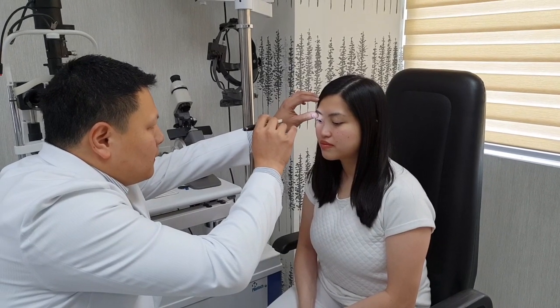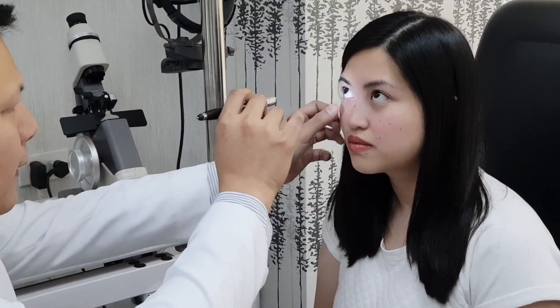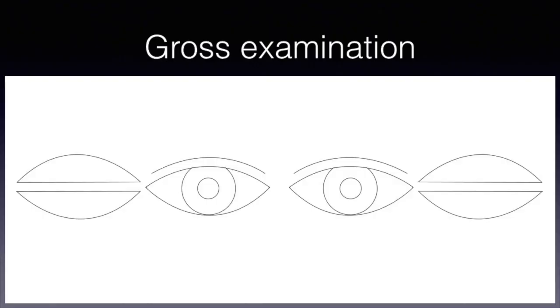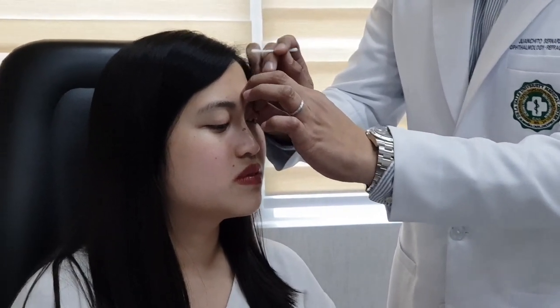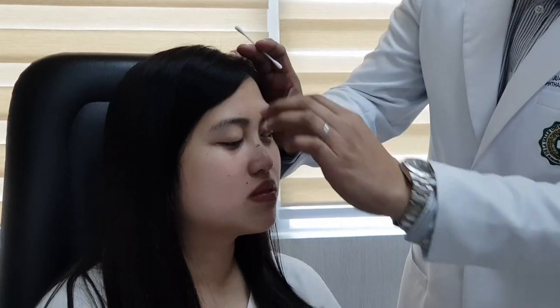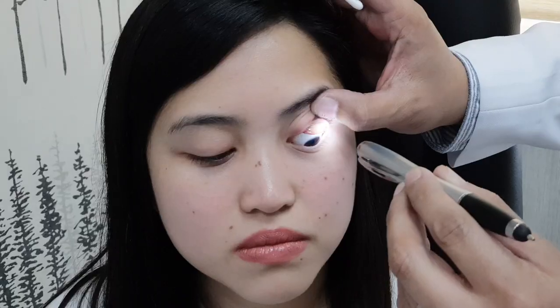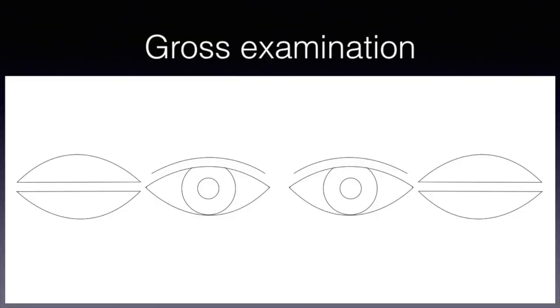Your gross examination findings should be recorded and labeled accordingly on a diagram similar to this. Describe findings or draw lesions as necessary and include measurements if possible. The structures that should be examined first are the eyelids and eyelashes. Take note of the upper and lower eyelid positions.